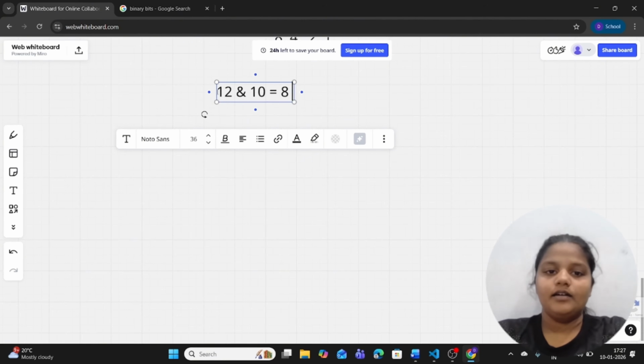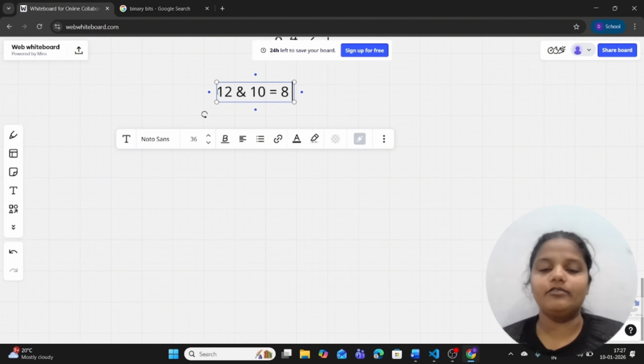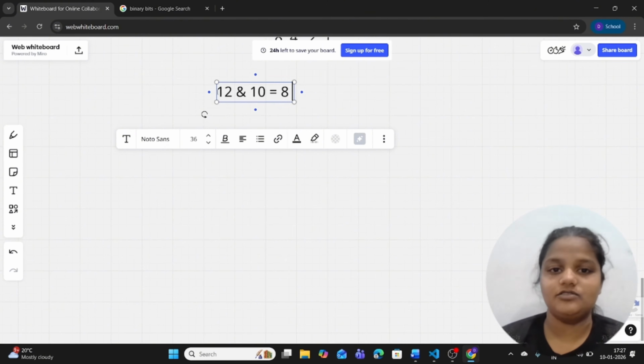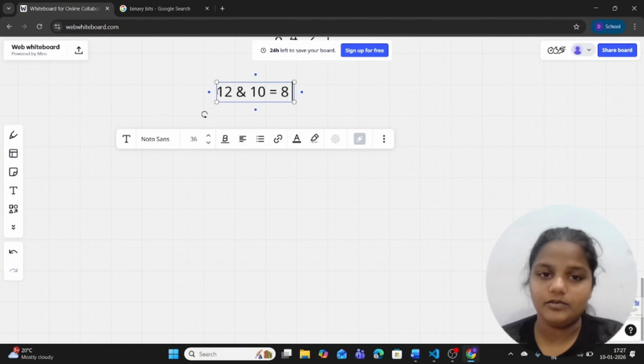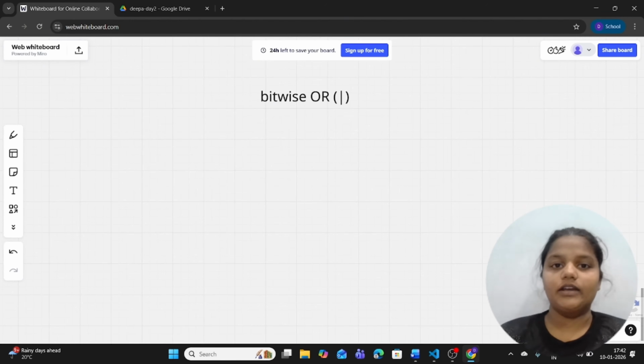Okay, hope you understood. Don't worry if you did not understand; we will solve some problems based on this. It works on the truth table only. So you need to understand clearly decimal to binary conversion, binary to decimal conversion, and the truth table values.